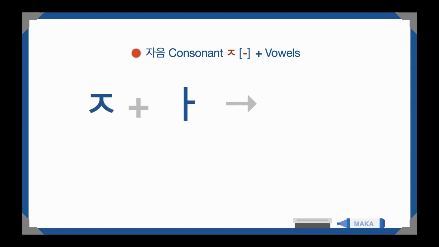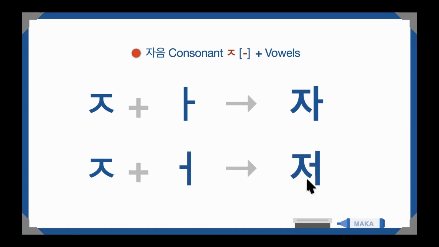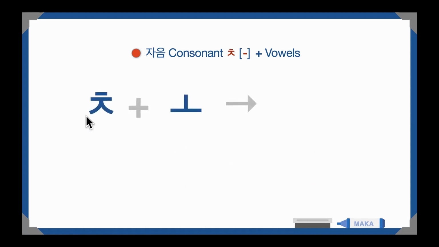Okay. And now in this way, we can practice combining a consonant and a vowel. Okay. This is j. j meets a. So now this word is ja. I hope you understand. Next one, j meets a. And now this is ja. Okay. And another consonant, ch meets o. So now this letter is cho.